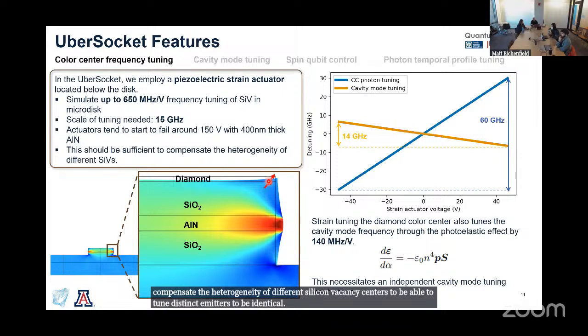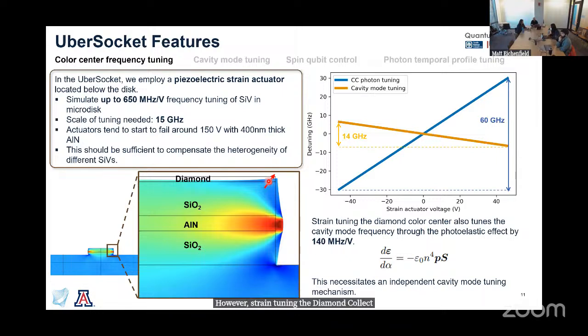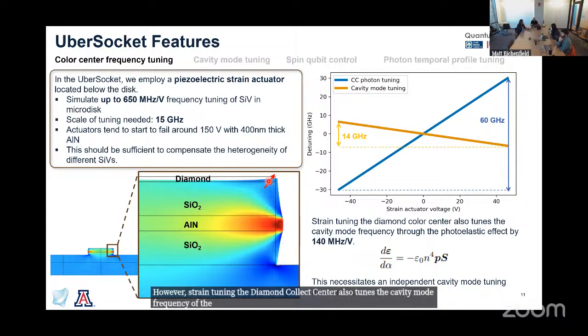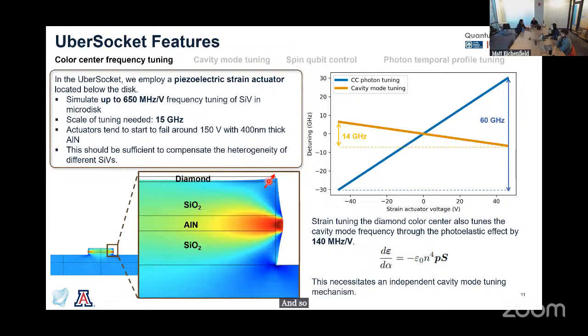However, strain tuning the diamond color center also tunes the cavity mode frequency of the diamond microdisc through the photoelastic effect, by 140 megahertz per volt as well. So this is not really desired, because when we want the cavity mode and the emitter frequency to be the same. And so that necessitates an independent cavity mode tuning mechanism.